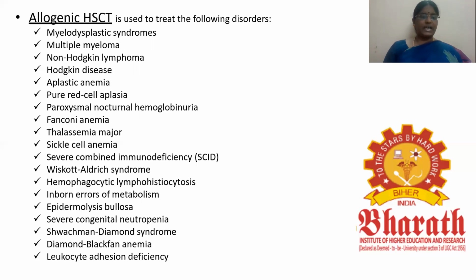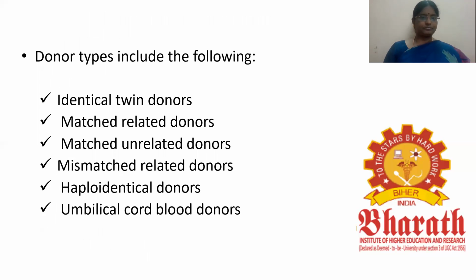So mainly we can treat anemia and also the various types of inborn errors of metabolism and also the ophthalmologic problems with the help of this allogenic hematopoietic stem cell therapy. For doing this allogenic hematopoietic stem cell therapy, we need some donors. So the donors should meet some criteria, and it includes the following: identical twin donors, matched related donors, matched unrelated donors, mismatched related donors, haploidentical donors, and umbilical cord blood donors can be selected.